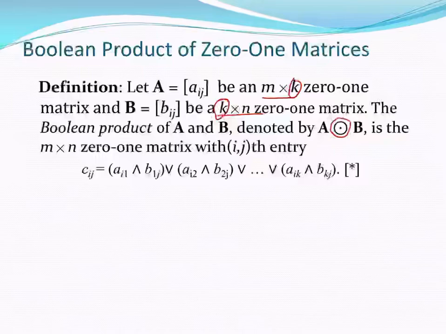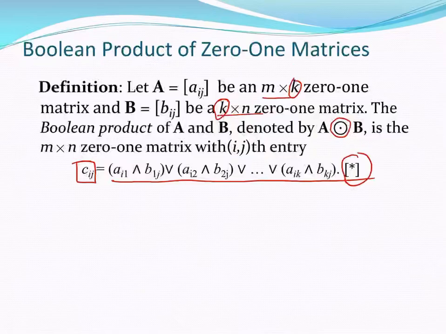And just like regular matrix multiplication, the ijth element of the product matrix is a sum of products, a disjunction of conjunctions, a disjunctive normal form. But if you have checked chapter 12, you will see that this is just the Boolean sum of products. Remember, this is a plus, that's a multiply, that's a plus, that's a multiply. Sorry about that.